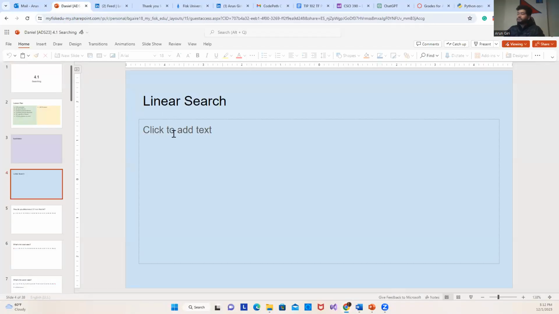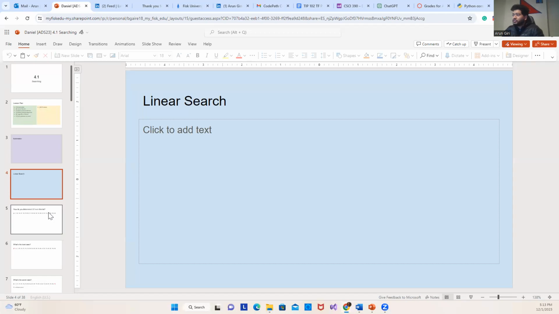I hope you can see my screen, right? So here we are trying to understand binary search. The first question we can ask is, why do we need binary search? Before understanding binary search, let us try to understand something called linear search. If we understand linear search, then the importance of binary search can be understood more properly. So let us first take some time to understand linear search, okay?